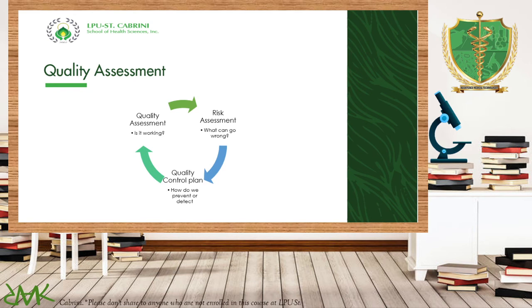Okay, risk assessment: what can go wrong? And quality control plan: how do we prevent or detect the problem? Okay, that is the cycle for maintaining quality assessment. Is it working? What can go wrong? And how do we prevent the defect?